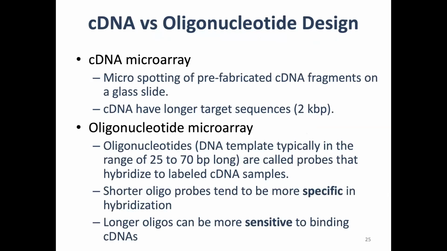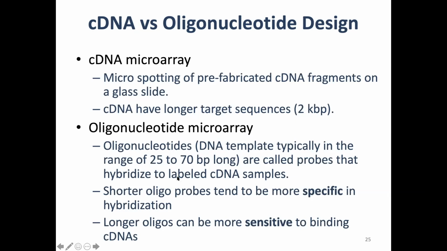Whereas oligonucleotide microarrays contain probes that are around 25 to 75 base pair long oligos. These complementary DNAs or oligos are to capture the respective genes, right? Each spot is designed to capture the respective gene.